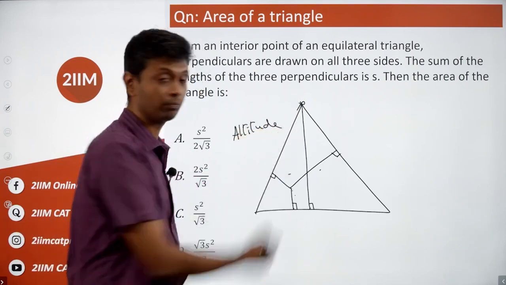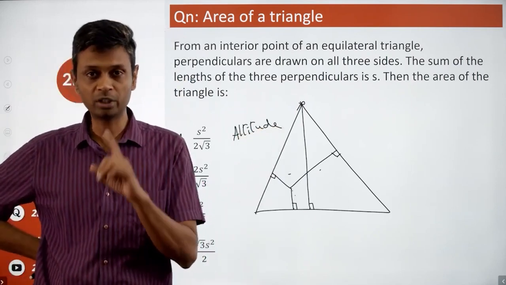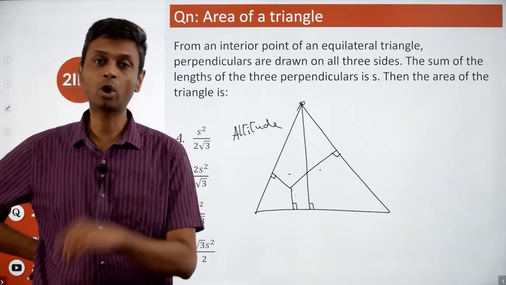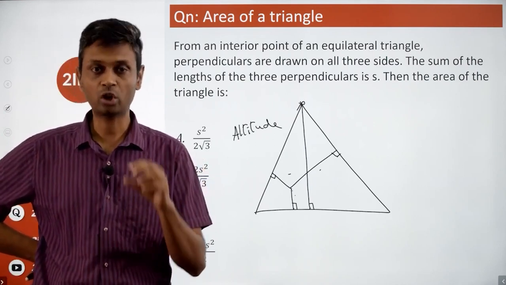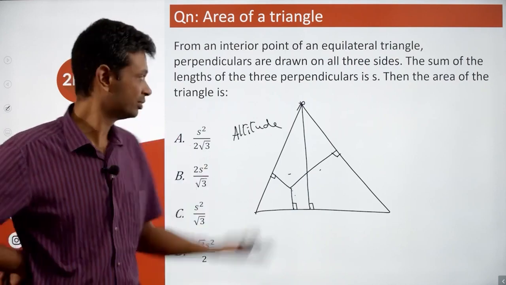See if you can prove this. From any point on the interior of an equilateral triangle, if you drop 3 perpendiculars to the 3 sides, the sum of those 3 perpendiculars will add up to the altitude of the equilateral triangle. Not rocket science, very easily provable. See if you can prove it. But from an exam point of view, you don't need to do that.